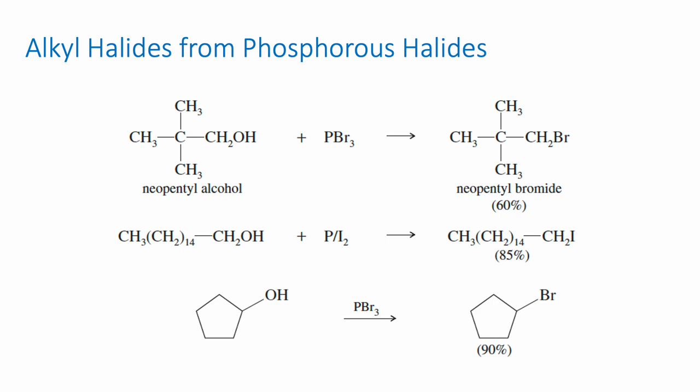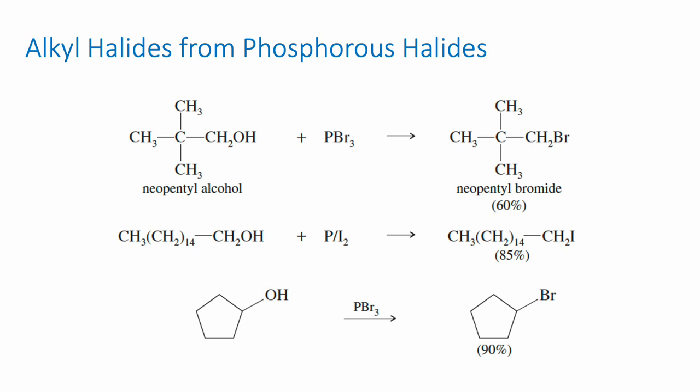Notice our product over there, the neopentyl bromide, the only difference is the OH, the hydroxyl group, has been replaced by a bromide. And so there was no rearrangement that occurred, and this went through an SN2 mechanism. And similarly, we've got this primary alcohol down below, and we use phosphorus and iodine because we can't put in PI3, but we can put in P and I2, and they, in the right stoichiometry, are going to combine to make PI3, and we'll be able to replace that hydroxyl group with an iodine.